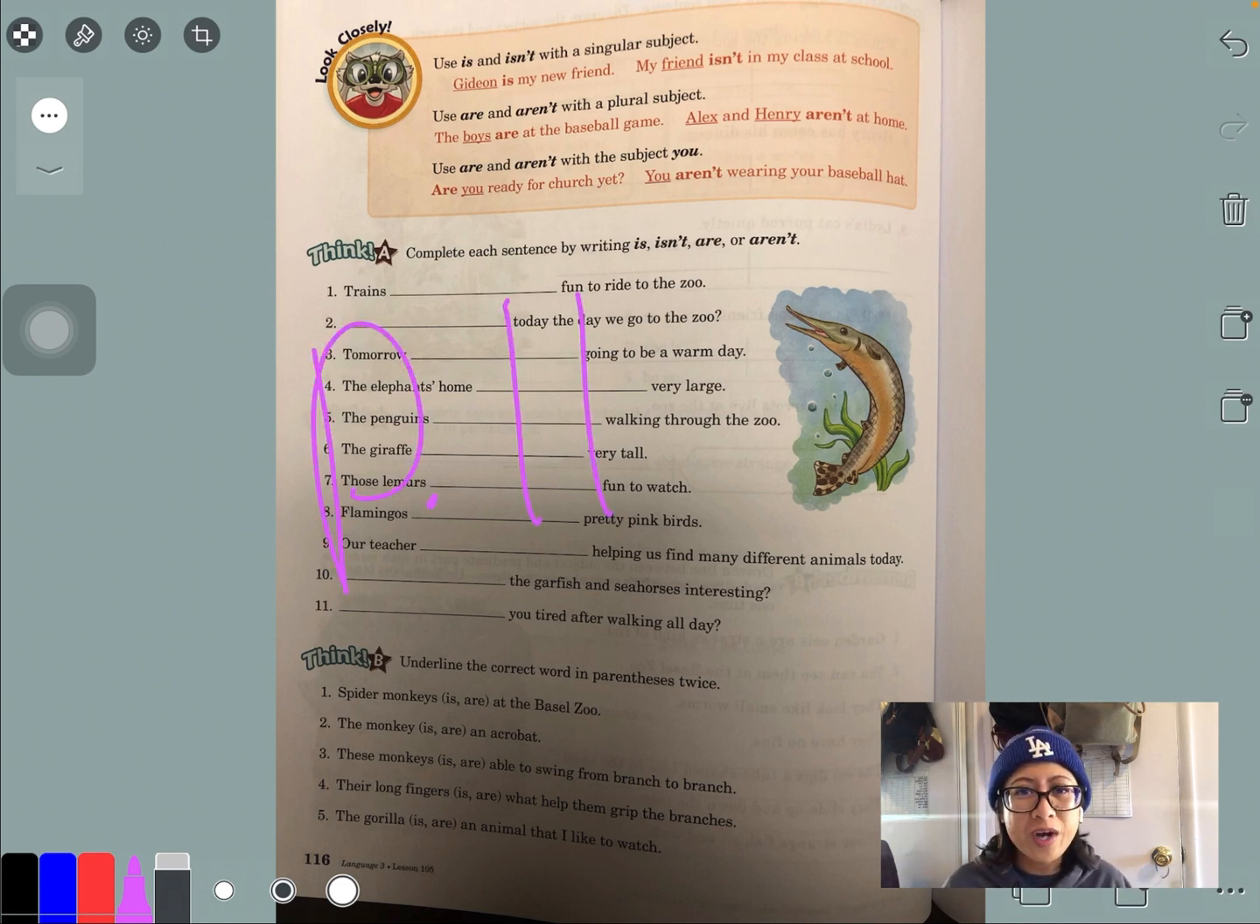Please turn to page 116. Page 116. So I'll write it up here. Oh, it's nice and pink.